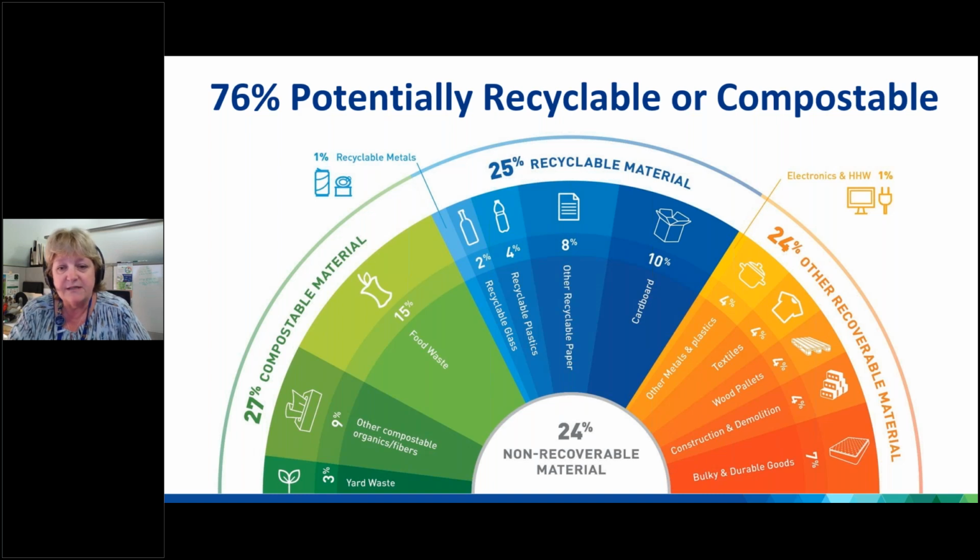You might be surprised to see that food waste makes up the largest percentage by weight. That is at 15%, and then cardboard is second at 10%. So that blue category there, 25% recyclable material, is a lot of things that are generated in offices: paper, plastic, aluminum, plastic water bottles, aluminum cans, that sort of thing, cardboard.